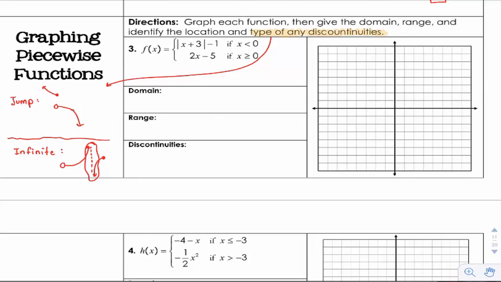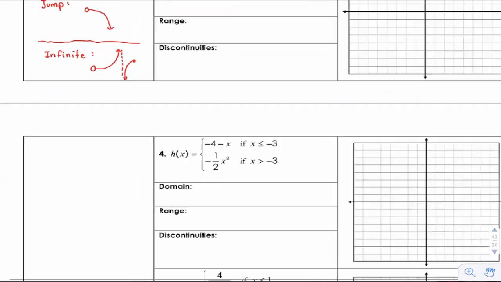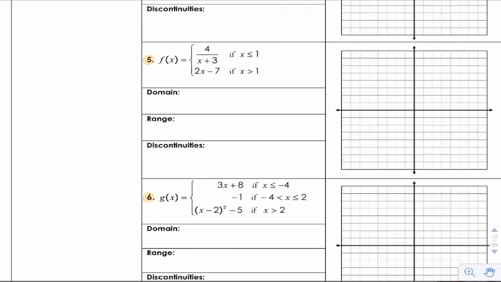So if you don't have a vertical asymptote and you're just jumping from one point to the next, this little gap right here, that's a jump discontinuity. That's what we'll have most of as we do these piecewise functions. But if we're graphing one that has a vertical asymptote, we have an infinite discontinuity as well. So when it says identify the location and the type of any discontinuities, that's what we're talking about. Is it a jump or an infinite discontinuity, and where is it? So here we go. Number 5, we're going to start with that.